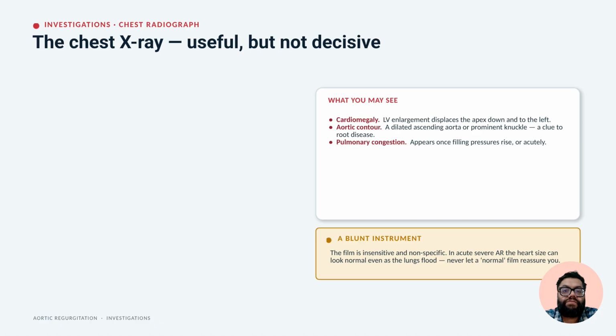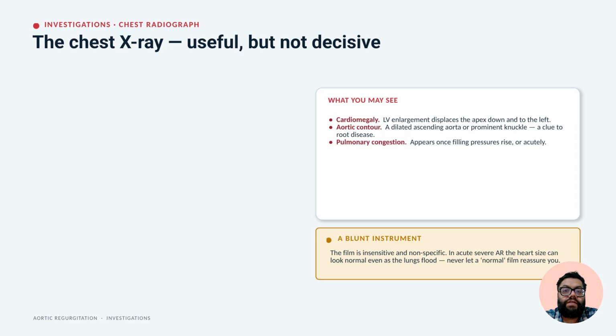The chest radiograph is cheap, quick, and frequently the first image you see, so know what it can and cannot do. In long-standing chronic AR, the volume-loaded ventricle enlarges the cardiac silhouette and pushes the apex down and out, giving that classic boot shape, and you may spot a dilated ascending aorta or a prominent aortic knuckle, which is a handy pointer towards root disease. If filling pressures have risen or if the regurgitation is acute, the lungs show congestion.